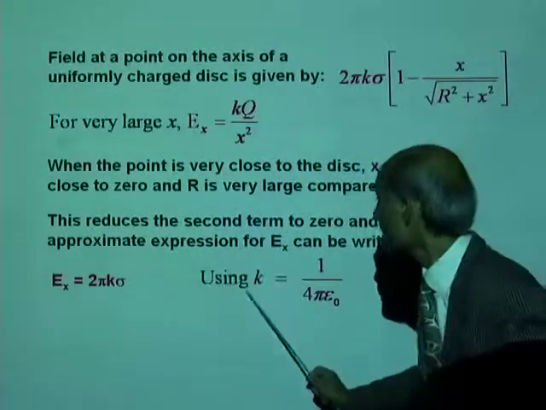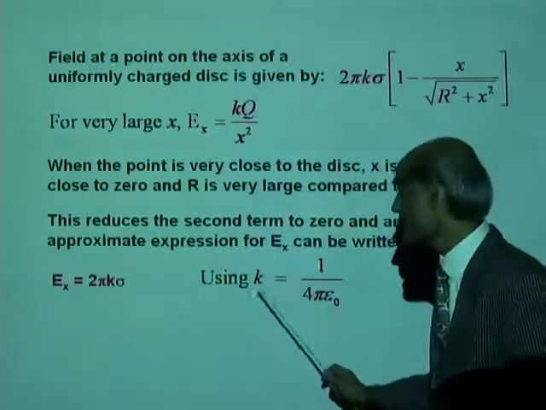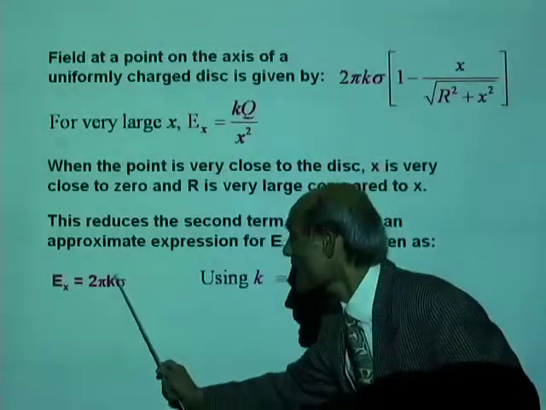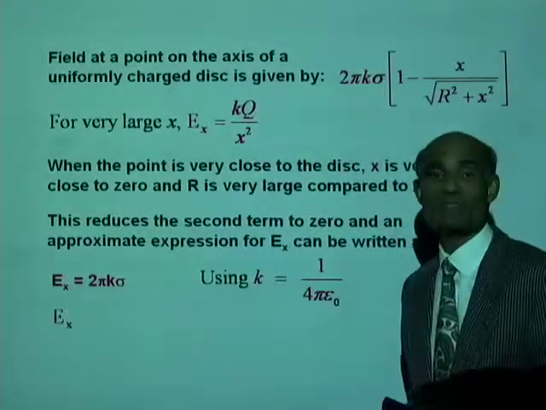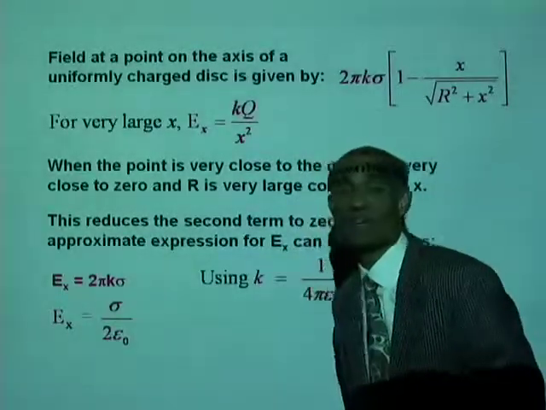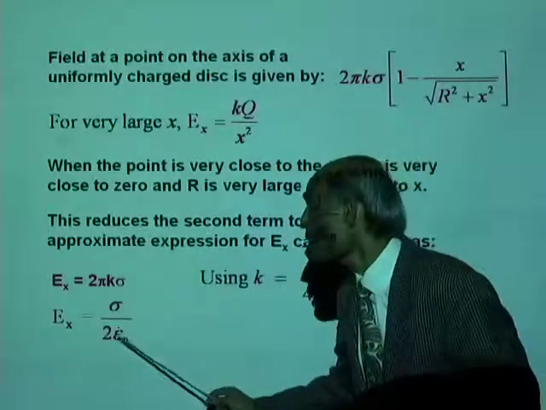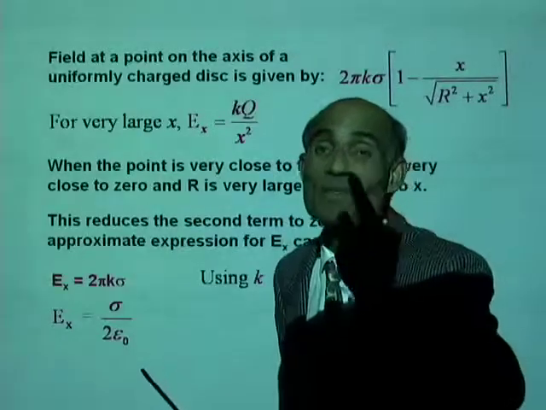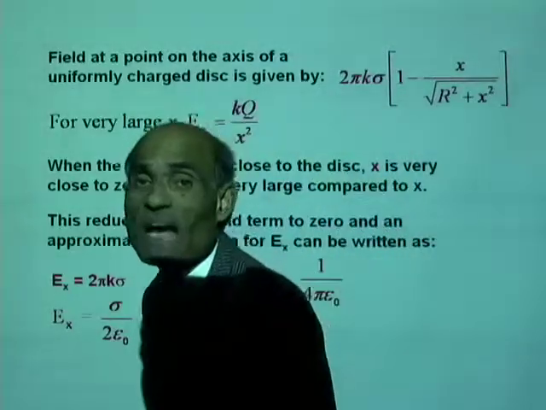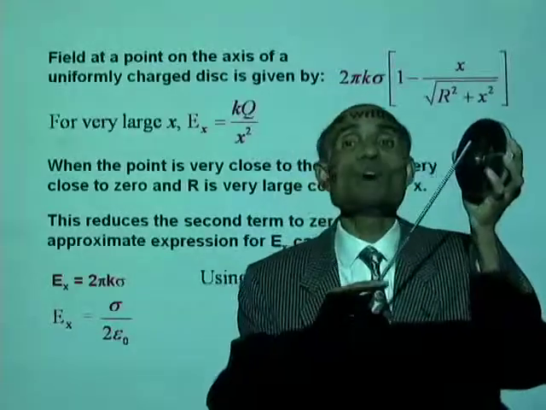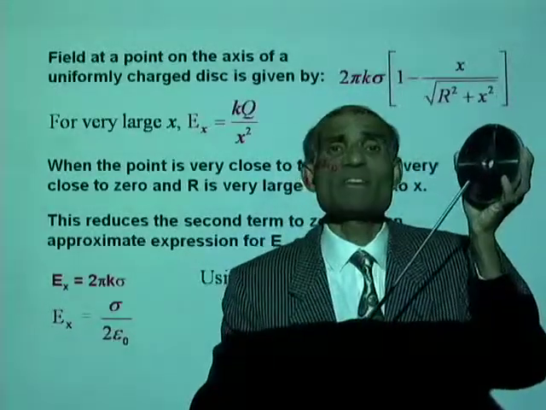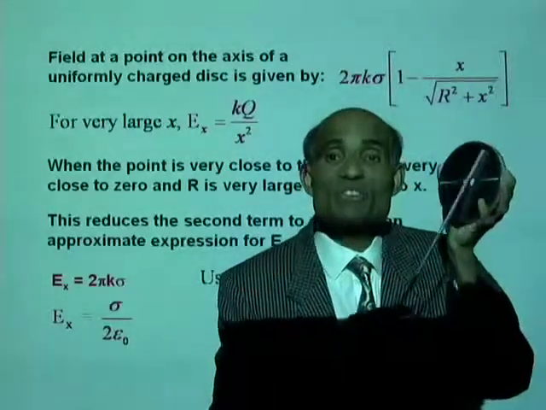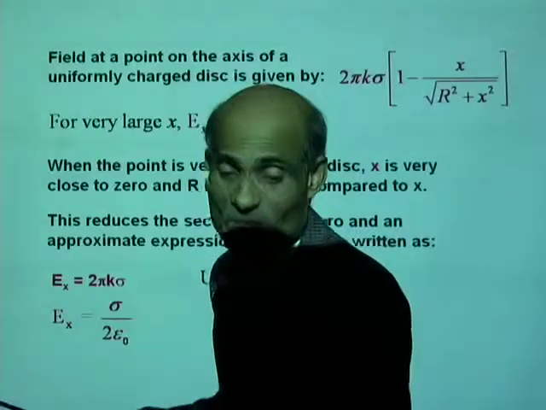Okay? And using k equal to, do you remember? K equal to 1 over 4 pi epsilon naught. Can you replace that k by 1 over 4 pi epsilon naught? Your electric field becomes sigma over 2 epsilon naught. I will ask you for this in the next class. The electric field at a point very close to a charged disk is sigma over 2 epsilon naught, where sigma is the charge density on the disk.